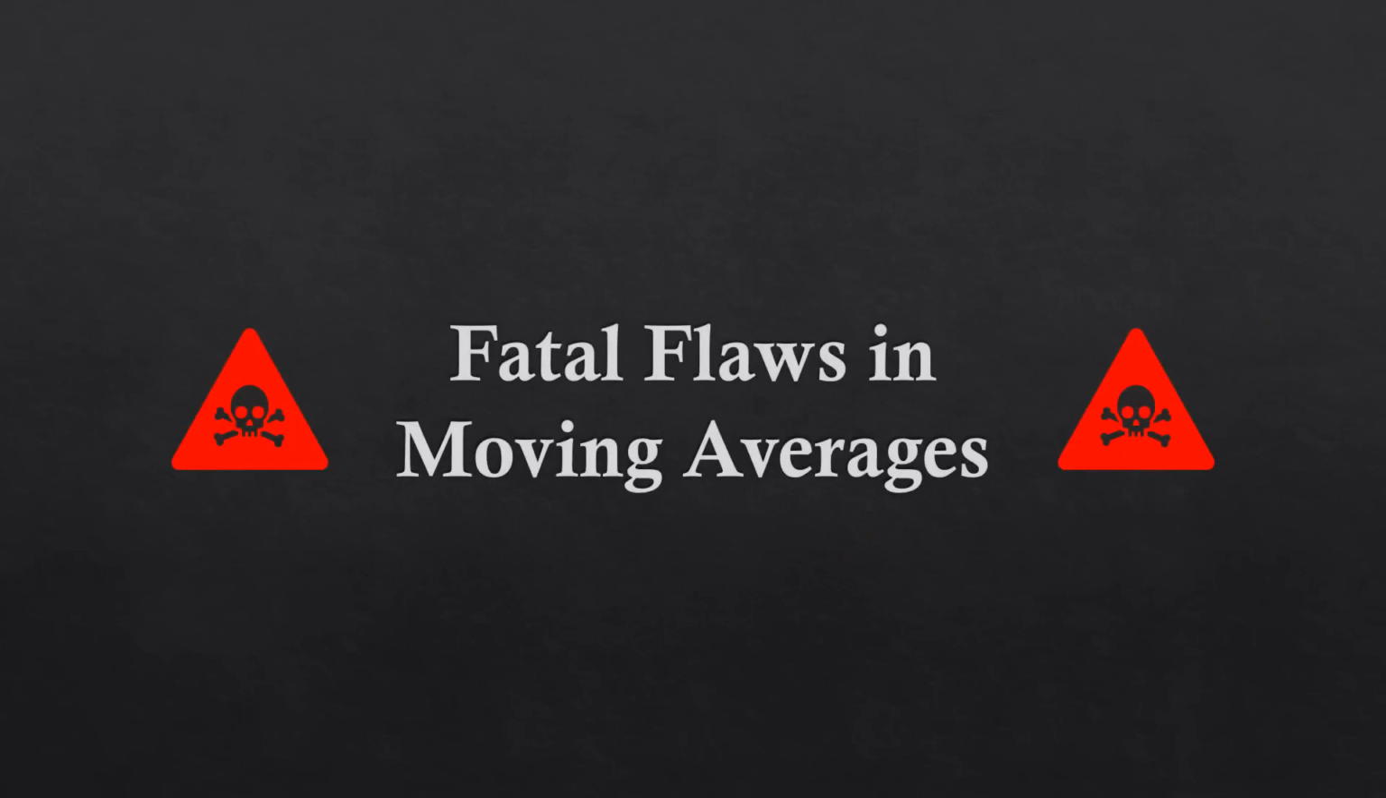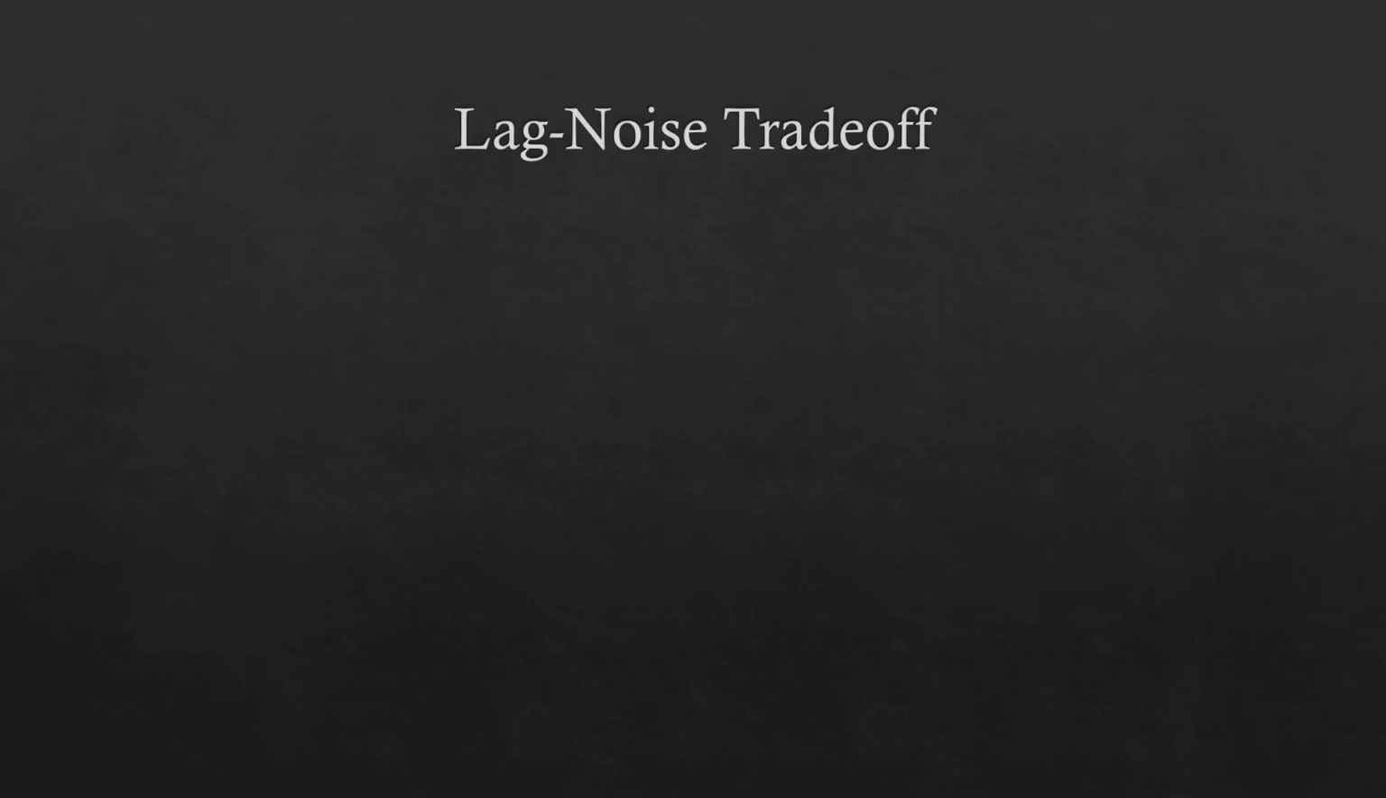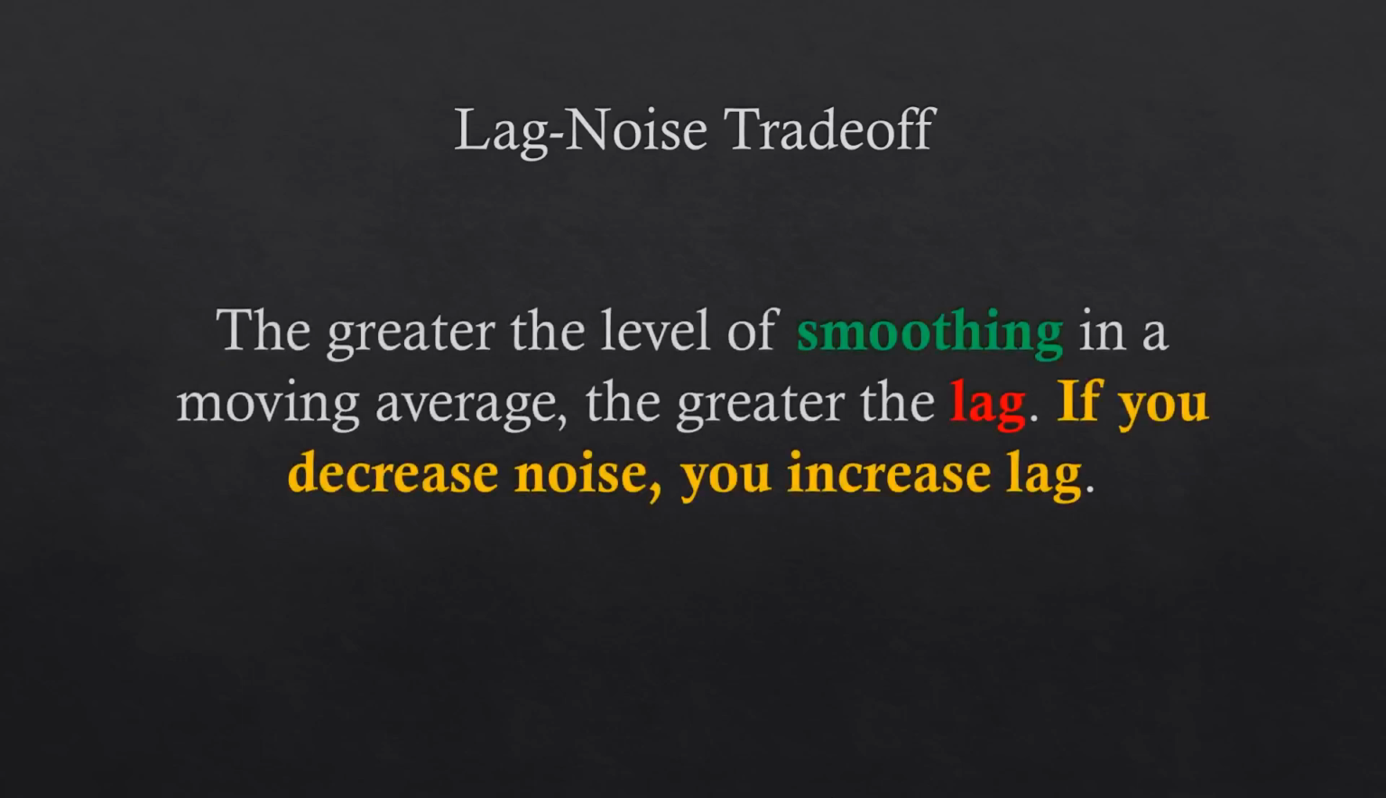By far, one of the biggest problems in a moving average is called lag-noise trade-off. The greater the level of smoothing in a moving average, the greater the lag. In other words, the more efficient a moving average is at showing smooth changes in market direction, the less efficient it is at showing these changes with good timing. Another way of seeing this is that if you decrease noise, you increase lag, hence the name lag-noise trade-off.